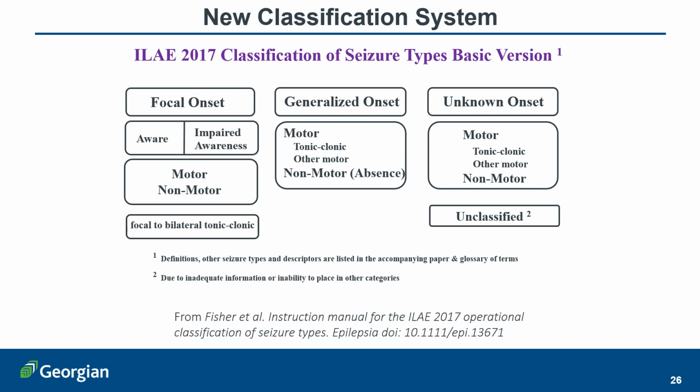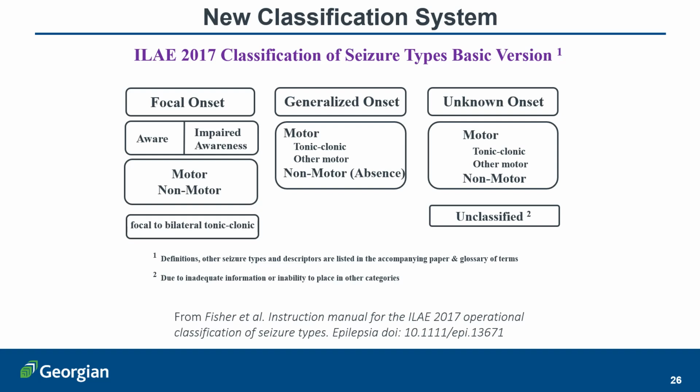That's the same as in the old classification system, and there are motor variants that are tonic-clonic, for example, that used to be called grand mal seizures, or other motor type of seizure disorders, and non-motor generalized onset seizure disorders. In the old system, that would be called an absence seizure.